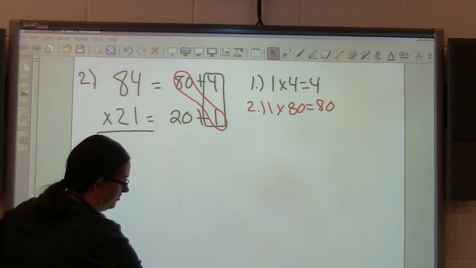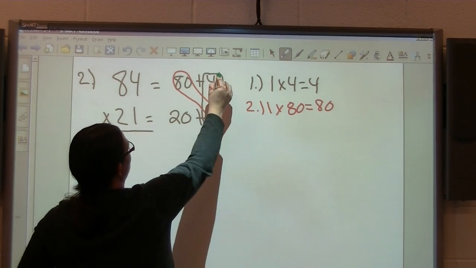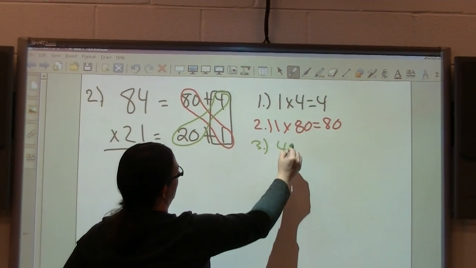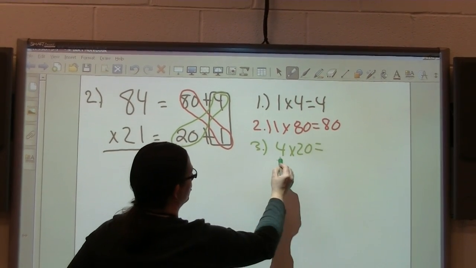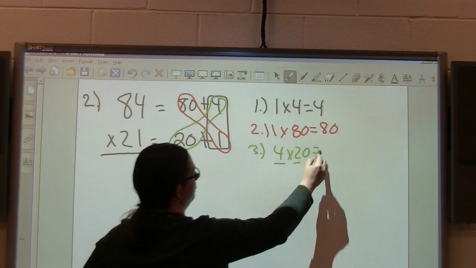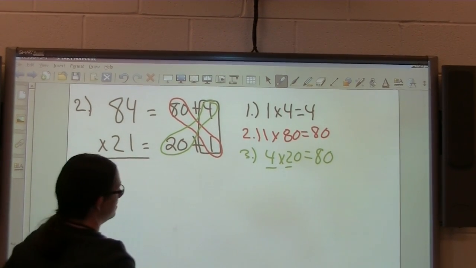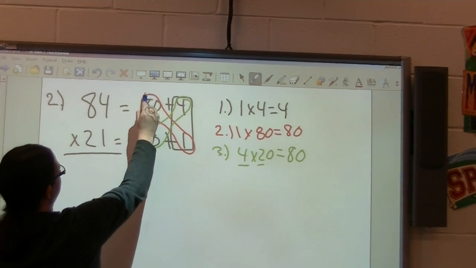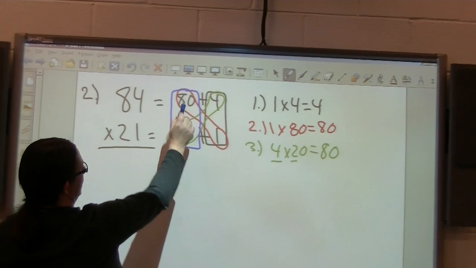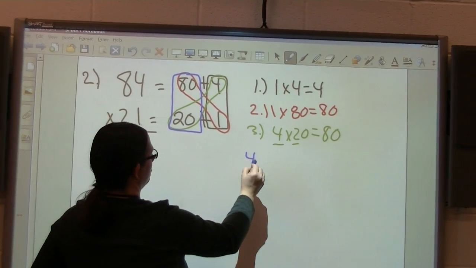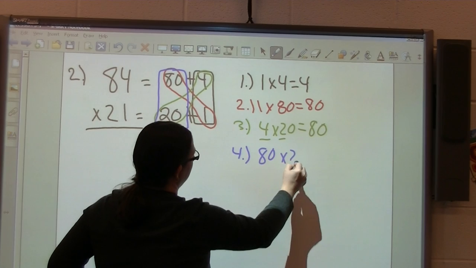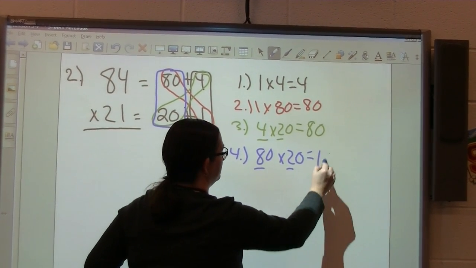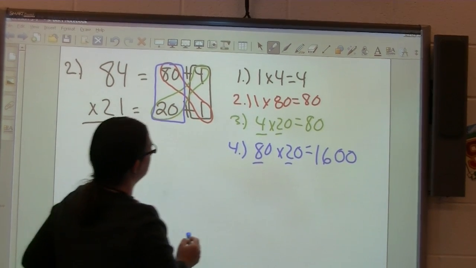Now I'm going to switch colors again because our third step says then to take this ones and multiply it by that tens. So step 3 here will be 4 times 20. What's 4 times 2? 8, good, and we add our 0 to get 80. Our next step tells us to then multiply the tens. What two numbers are our tens? Good, 80 and 20. So now we're going to multiply 80 times 20. 8 times 2 gives us, good job, 16, and we add our 2 zeros for 1600.